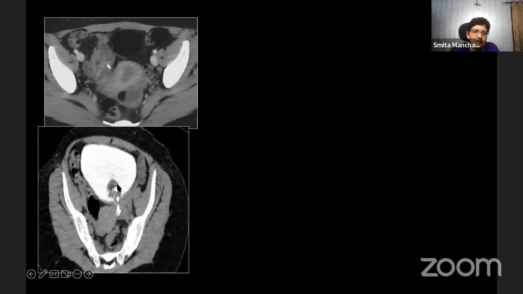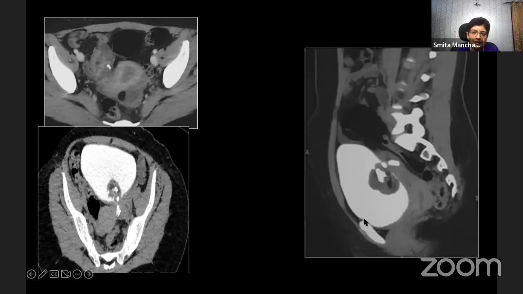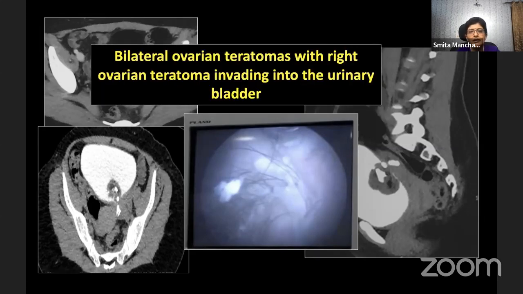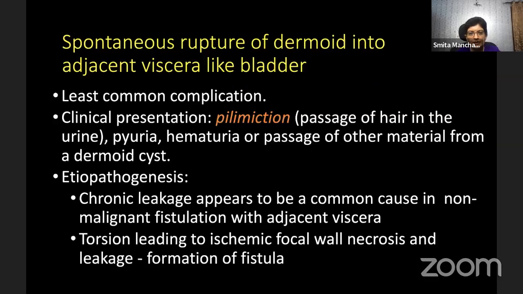And this is the cystoscopic image. Sorry, the CT urography image, and here we can see that part of this lesion is perforated into the bladder, and this is the lesion which has gone inside the bladder. So there is some calcification and fat within this tumor within the bladder, and this is the cystoscopic image where we can see the hair within the urinary bladder. So a dermoid which is perforated into the bladder, and then the hair is going out through the urethra. So that is known as pilimiction, that is bilateral ovarian teratomas, and the right one had invaded into the bladder.